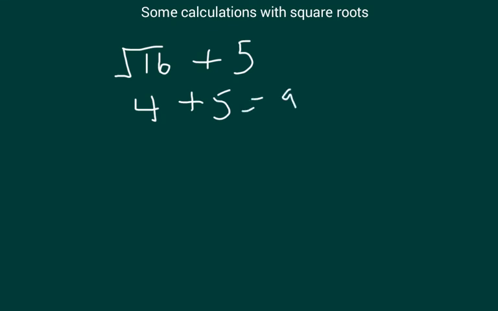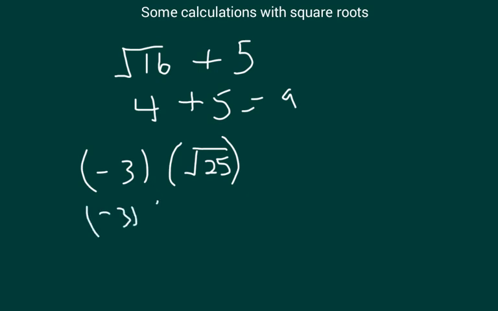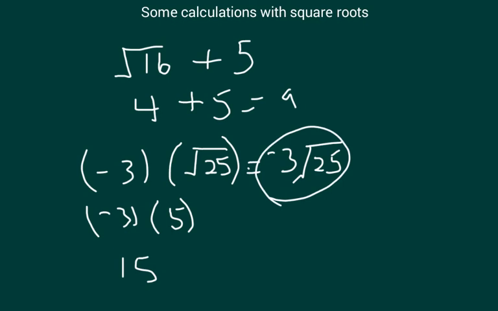If you would have something like negative 3 times the square root of 25, you would simplify the square root of 25 first, and you get negative 3 times 5, which results in negative 15. So heads up that this can also be written as negative 3 and then the square root of 25 like this. This also means negative 3 times the square root of 25.